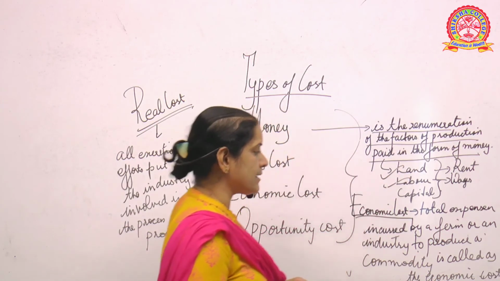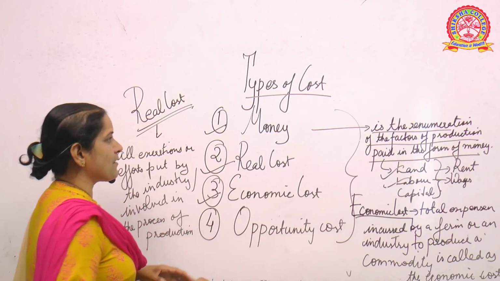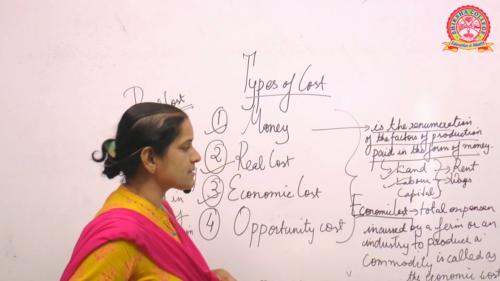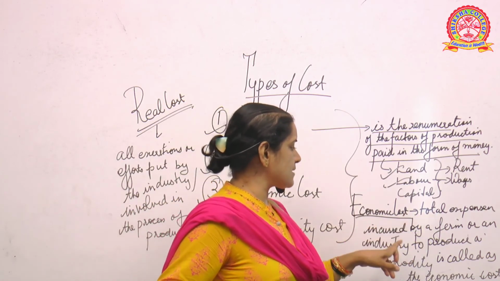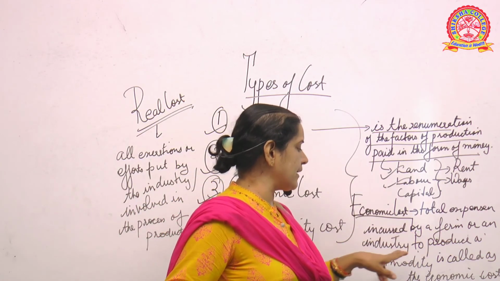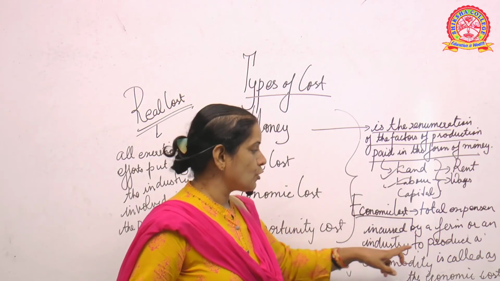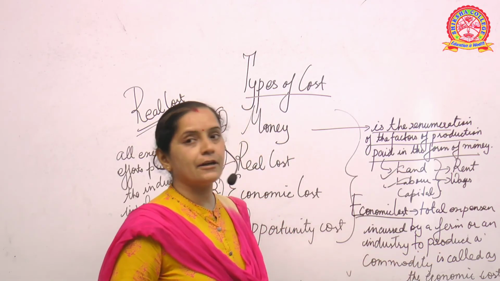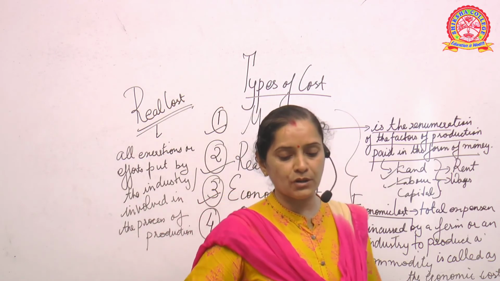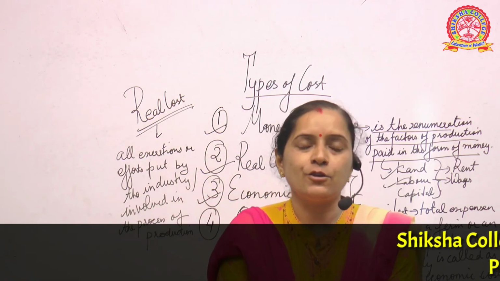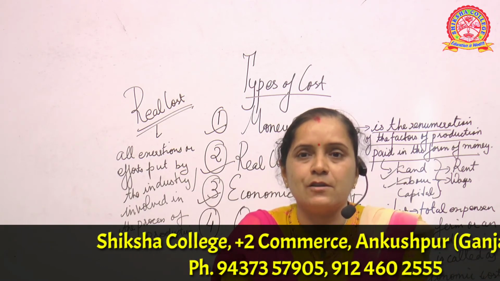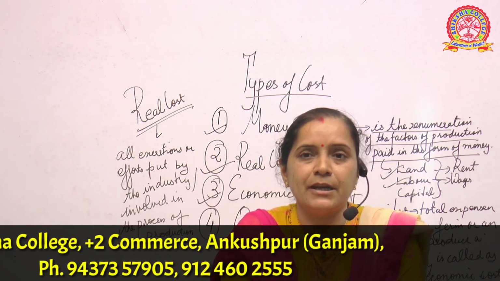Have you got my point? Please look into the definition. We have already discussed what is money, what is real cost. Now we are discussing economic cost. Economic cost means the total expenses incurred by the firm or an industry to produce a commodity. Total expenses incurred means they may include other expenses also. Overhead expenses may be included.